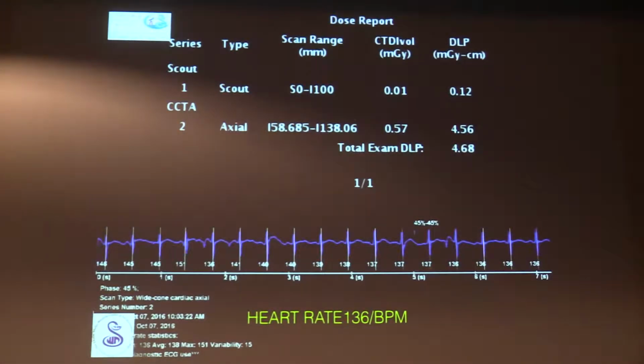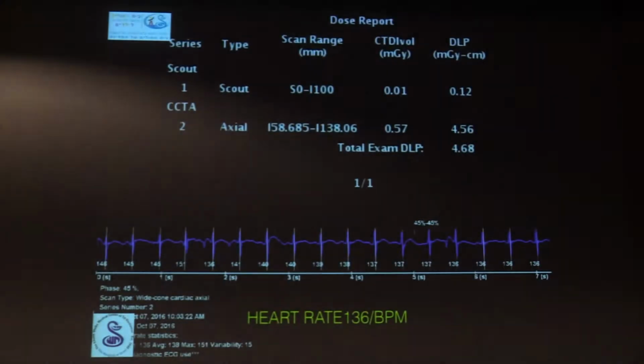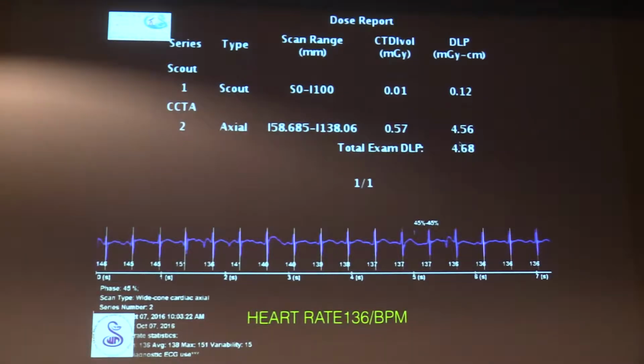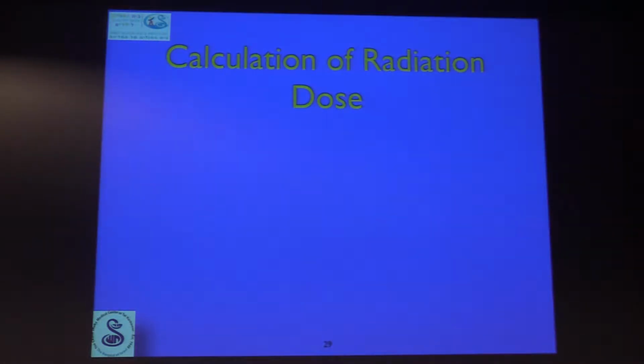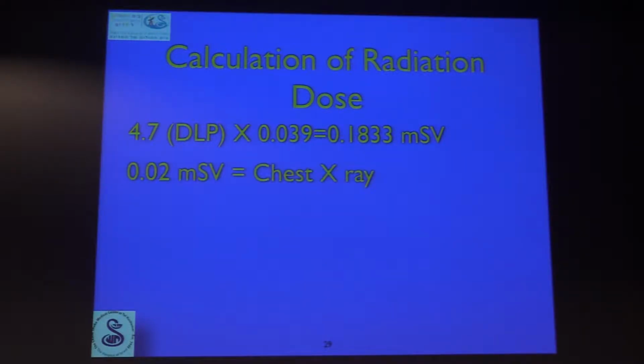This is an example because of the radiation, I wanted to bring this example. The heart rate here was 136 beats per minute, and the total DLP is almost 4.7. So the calculation of radiation dose here will be the DLP multiplied by the conversion factor for infants and small children. So the total radiation dose is 0.18 millisievert.